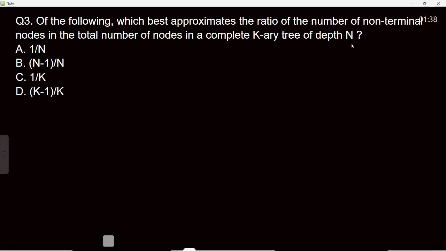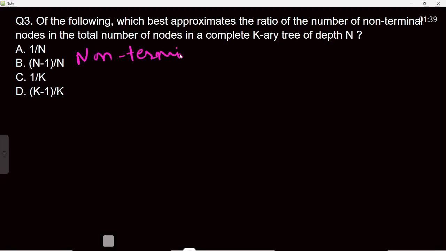The question is the following: which best approximates the ratio of the number of non-terminal nodes to the total number of nodes in a complete k-ary tree of depth n? So basically we have to find the ratio of the number of non-terminal nodes. Now let's see what non-terminal nodes are first.